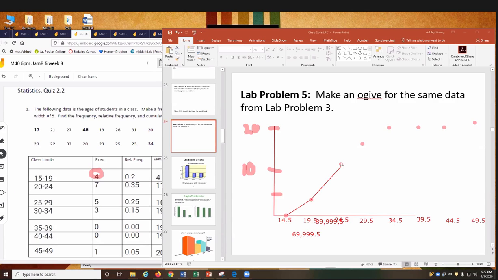You notice this one is only anchored in the beginning, because once you get to the end, how many people in this class are 50 years old or less? All of them. All 20. How many of them are 100 years old or less? All of them. So now this is always going to be a straight line at 20 going on and on forever after that.